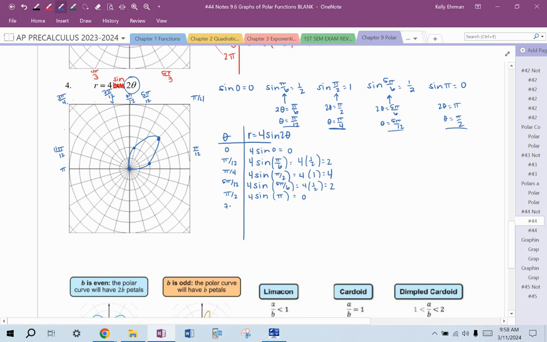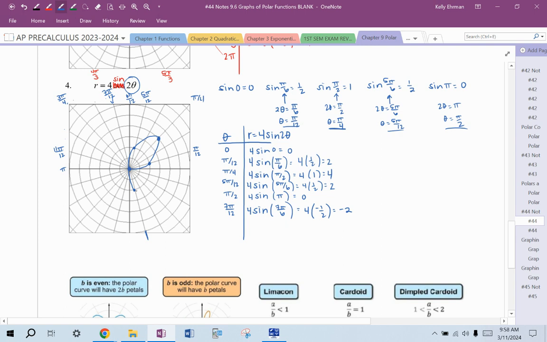So let's go with 7 pi over 12. That's 4 times the sine of 2 times 7 pi over 12, which is 7 pi over 6. Sine of 7 pi over 6 is negative 1/2. So face 7 pi over 12, which is going to put you on this line, but walk backward 2 units. 1, 2. So now I'm here. So far this graph started at 0, it went around, and now we're down here.